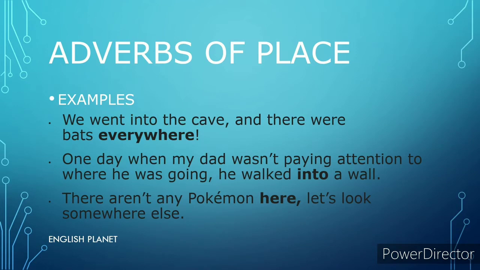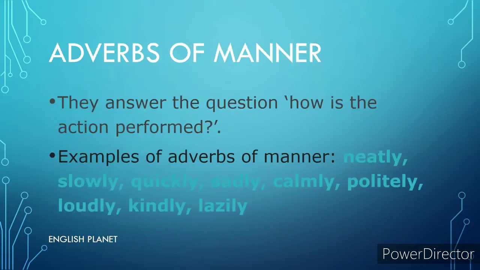Third one, there aren't any Pokemon here. Let's look somewhere else. There aren't any Pokemon where? Here. So here becomes an adverb. So that's about adverbs of place.